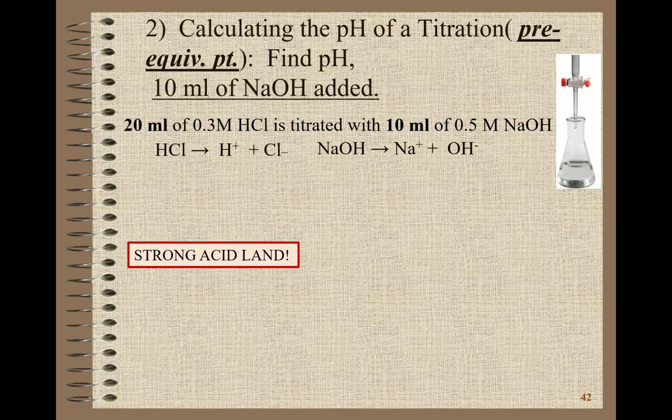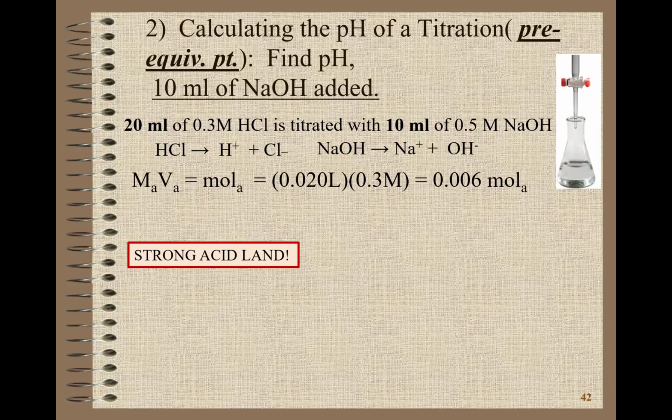Again, these completely dissociate. So the moles of this will be the moles of that. And the moles of this will be the moles of that. So how do we get the moles? Well, it's just molarity times volume. And we've already done this. I converted 20 milliliters divided by 1,000, I get 0.020 liters. That's the molarity. So this is going to be liters times moles per liter. Liters cancel, and we get that. Are we good with that?